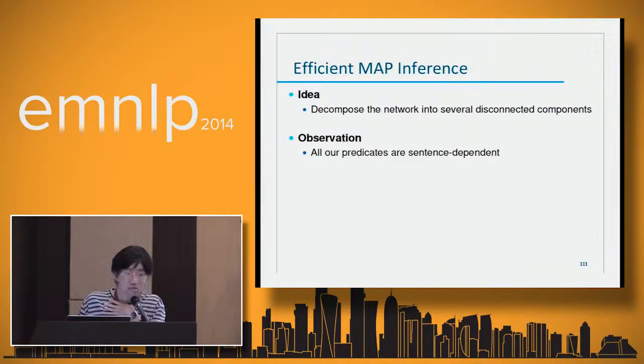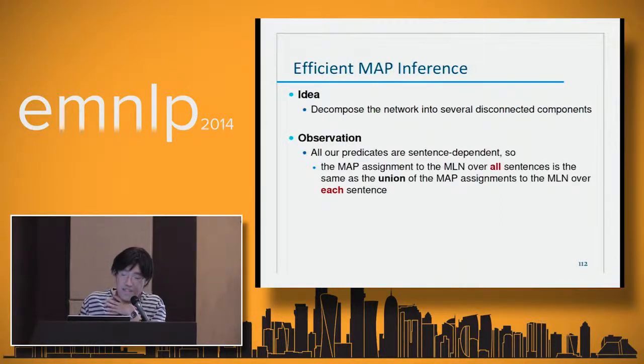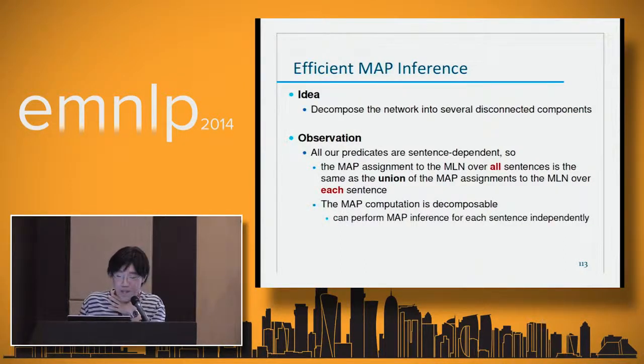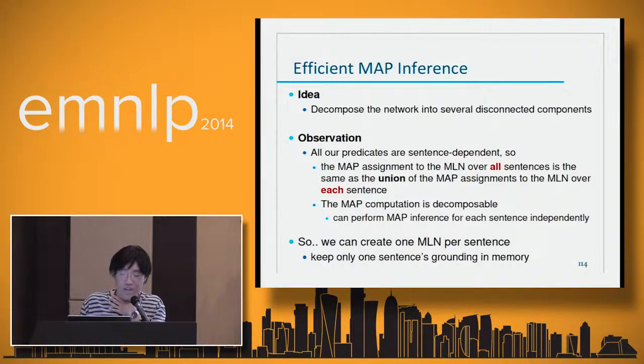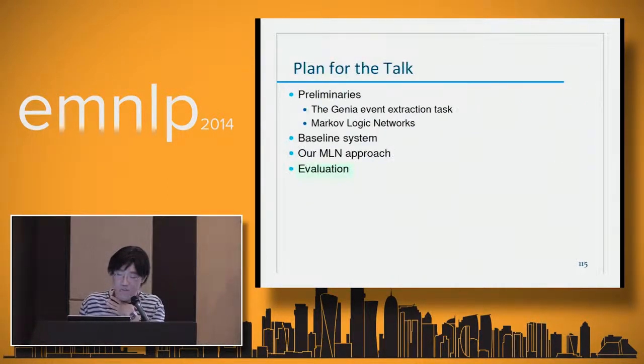All our predicates, if you remember, are sentence dependent. And what that means is that the MAP assignment to the MLN over all the sentences is the same as the union of the MAP assignments to the MLN over each sentence. And so what that means is that the MAP computation is decomposable. We can perform MAP inference for each sentence independently of the others. And so we can create one MLN per sentence and keep only one sentence grounding in memory. And that's how we manage to fit the MLNs into our memory.